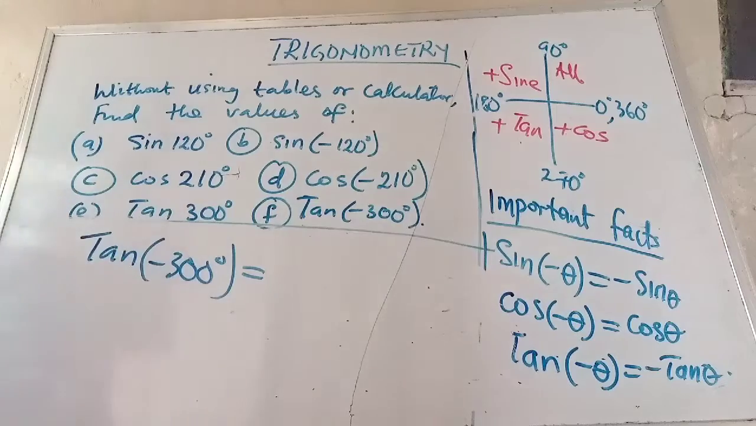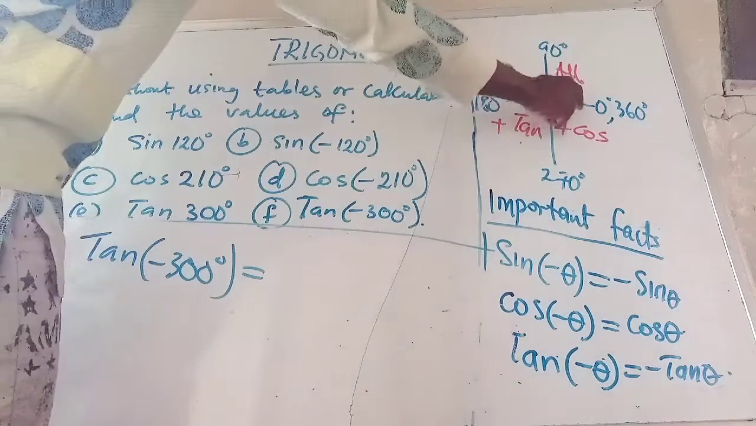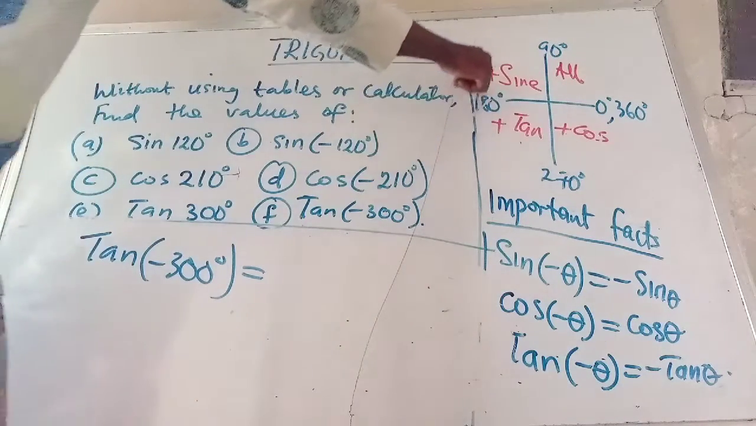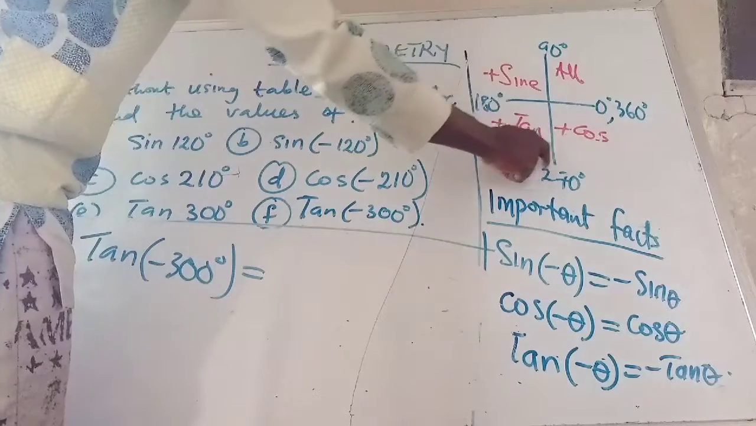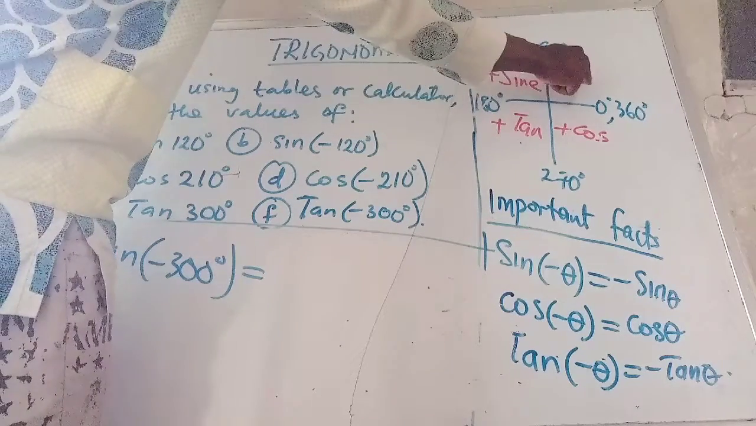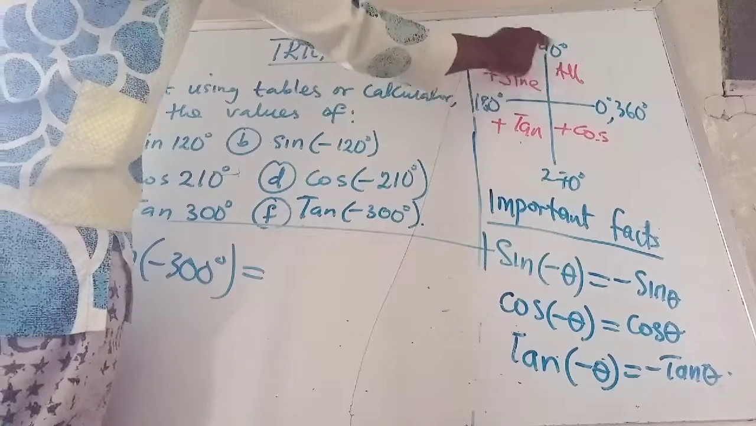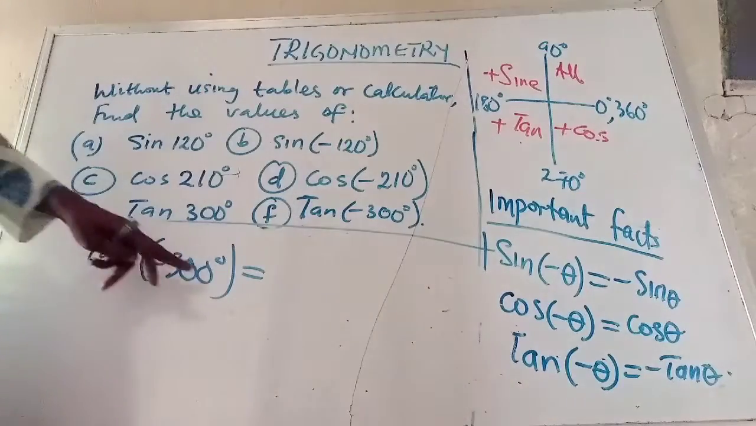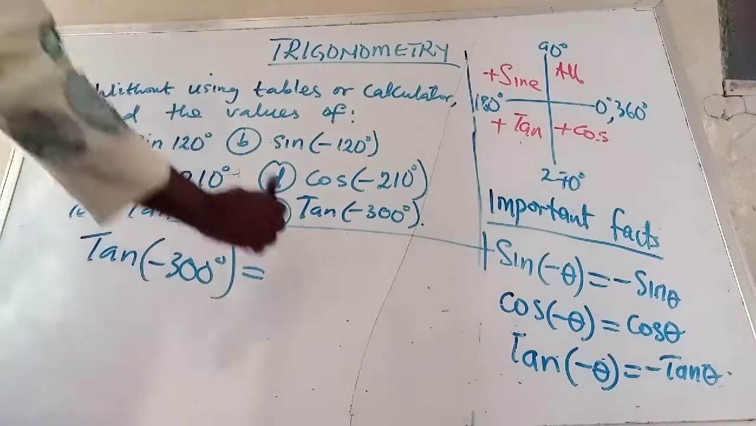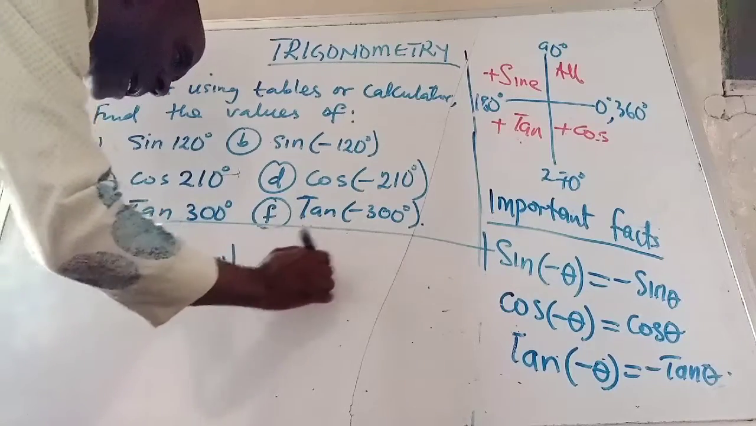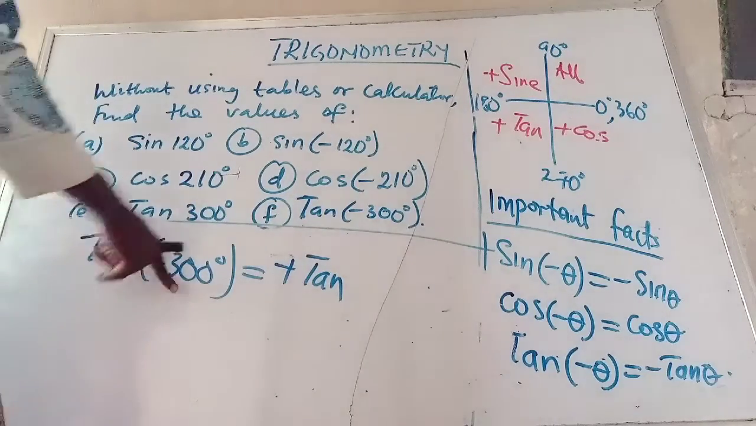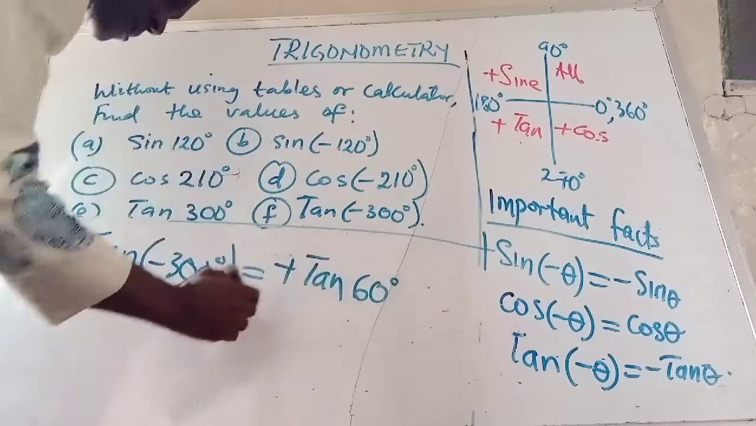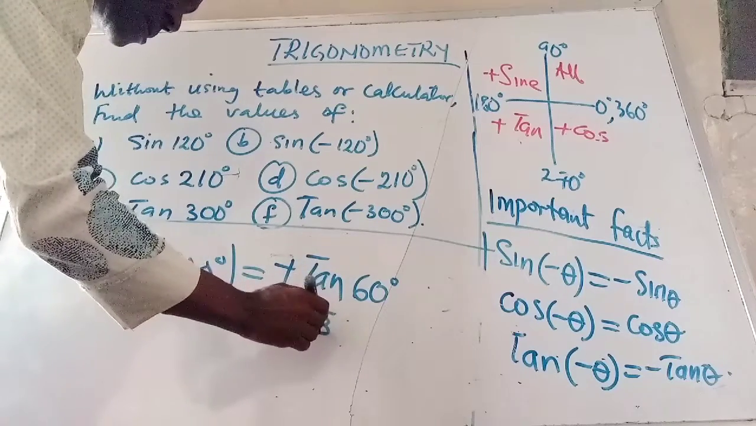Now, let's deal with the negative 300. Like I told you, just come to the zero line and go clockwise because it's negative. So if you go this way, 300 will fall here. See, 90, that's 270. Then when you come here, that's 300. So 300 falls here between 0 and 90. That means everything here is positive, sine, cosine, and tangent. Therefore, tangent of negative 300 must give you a positive value. That will just be positive tan. You now subtract 300 from 360, because 300 is not up to 360. So that will give you 60 degrees. And that will give you positive root 3 as the answer.